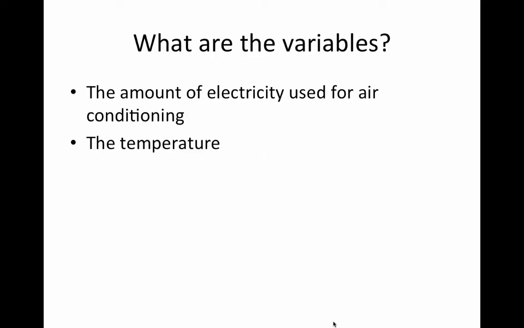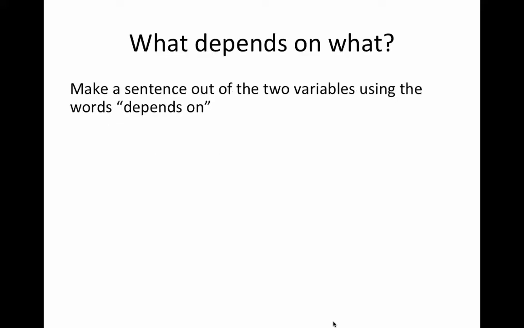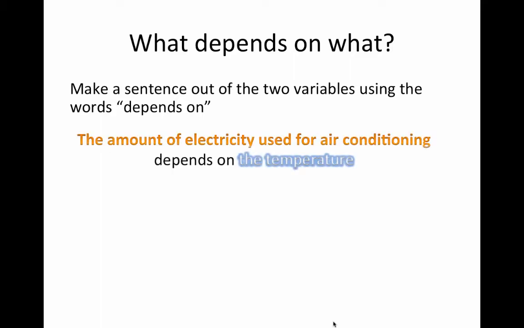So what are the variables? Well, there's two of them. And we're talking about, right now in this class, two variable situations. So in this case, the two variables are the amount of electricity used for air conditioning and the temperature. So what depends on what? Make a sentence out of the two variables using the words depends on. One of them might be, the amount of electricity used for air conditioning depends on the temperature.